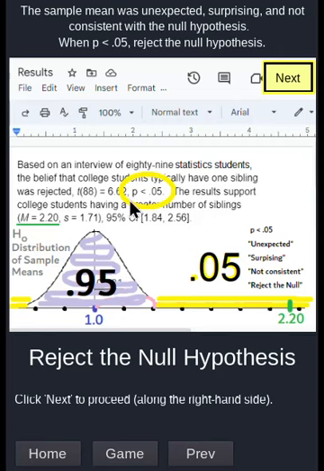And we're told in our statistics that the probability of getting a sample mean this extreme, if we were to believe the null hypothesis, would be a very low probability event, p less than 0.05. It'd be unexpected, surprising, not consistent, and would lead us to reject the null.